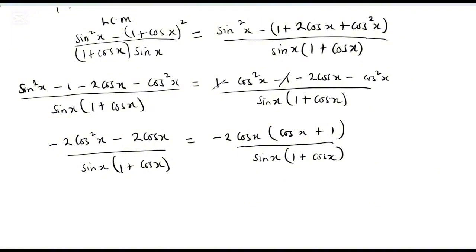So you close the bracket. So this cancels out this, so you are left with minus 2 cos x over sine x. Alright, so what does this tell us? Cos x over sine x, from the trig identity. Well, we all know that tan x is the same thing as sine x over cos x.